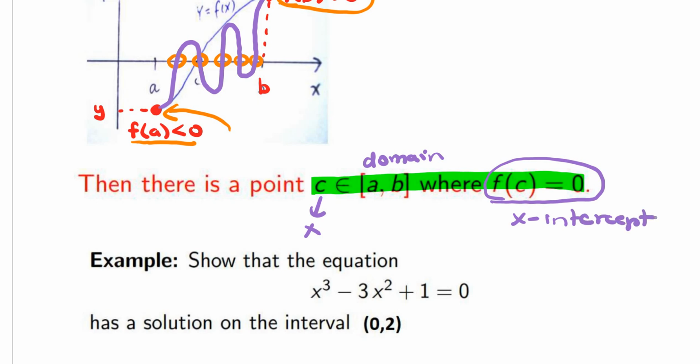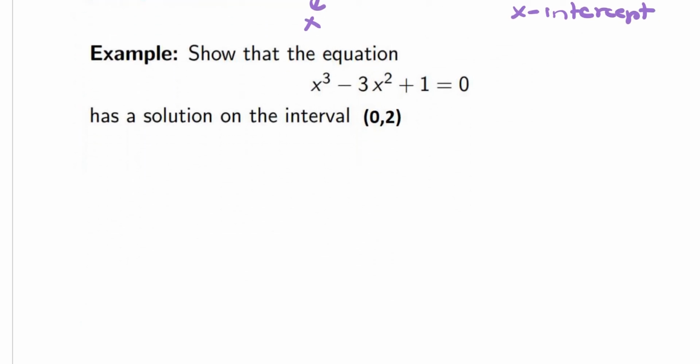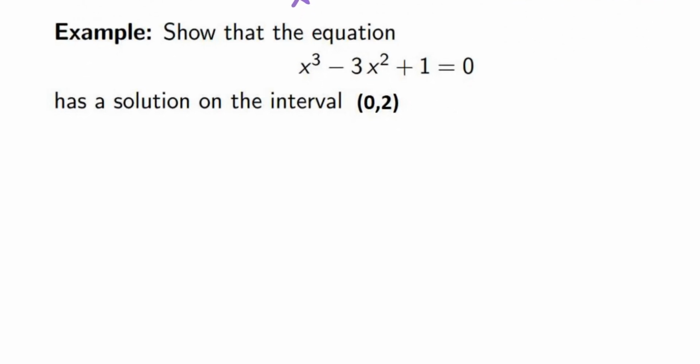Okay, so I was a little bit fast there, but basically once again what we're saying is if you have your endpoints, if one's negative and one's positive, and if you have a continuous function, then you should have at least one x-intercept in that domain, right? Okay, let's take a look at one example here, and hopefully we can put all this notation together. Let's just say we have a polynomial here, and we need to show that this equation has a solution in the interval 0 to 2.